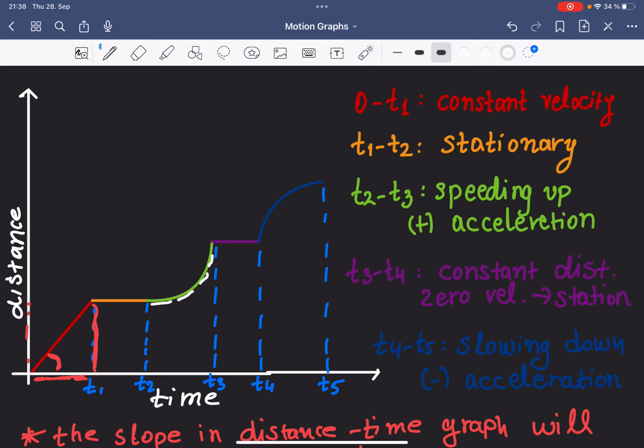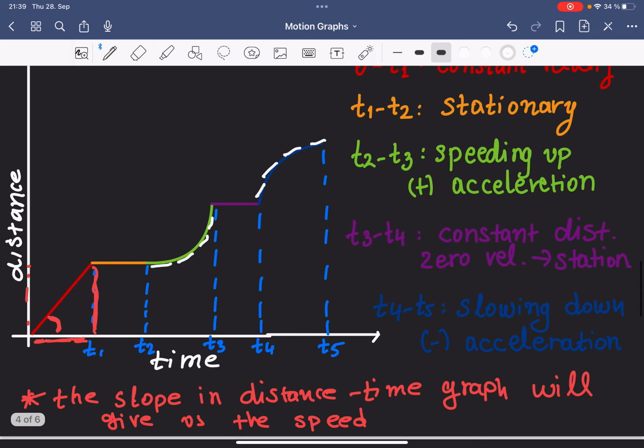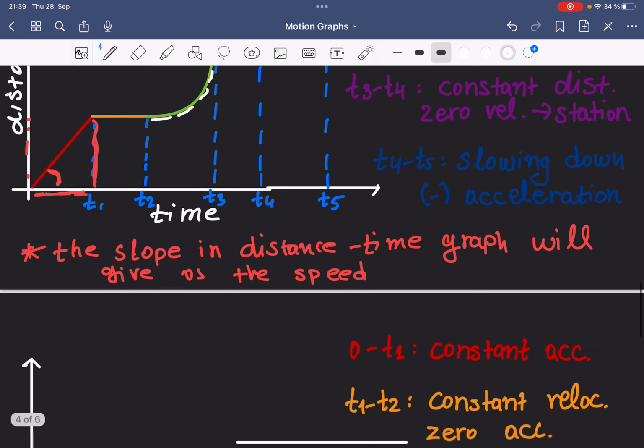Now the case in between t3 and t4 is exactly identical to the orange line, so it's a stationary condition with constant distance, which means 0 velocity, which means stationary. And then t4 to t5, it's the opposite of the green line. In this case, the gradient starts really high, and then it becomes less and less steep, which means we have a negative acceleration and the object will be slowing down. I hope this is clear for the distance time graph.